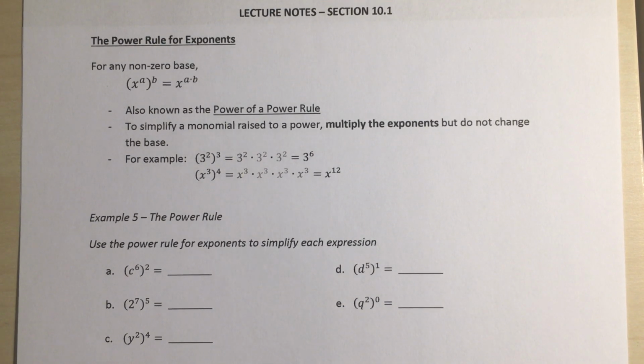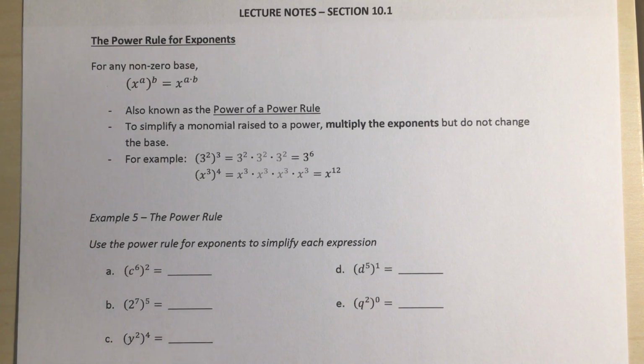The last rule that we're going to talk about in section 10.1 is our power rule for exponents. Right? And our power rule for exponents says that for any non-zero base, if we have x to the a raised to a power of b, we're going to get x to the a times b power. Sometimes this is also referred to as the power of a power rule.